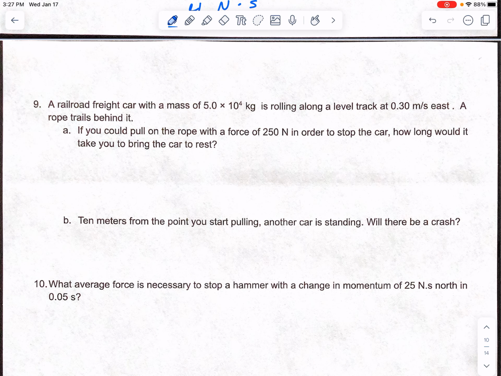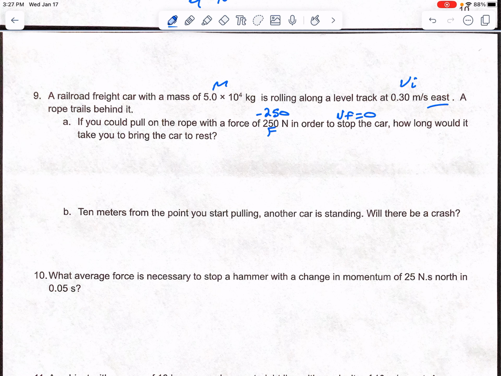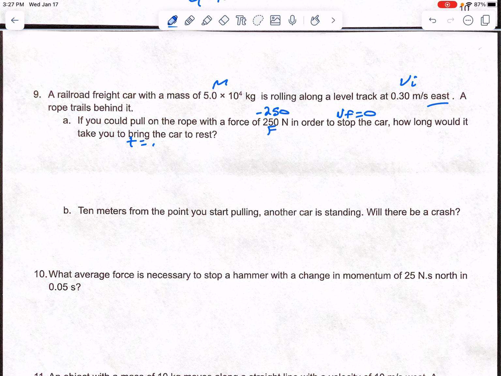Last page, a railroad freight car with a mass of 5 times 10 to the 4th kilograms. There's your mass. Is rolling along a level track at 0.30 meters per second east. So there's VI, and we're going to pay attention to direction. A rope trails behind it. If you pull on the rope with a force of 250 newtons, so you're actually trying to stop it, that means this is technically a negative 250 newtons. And that's your force. In order to stop the car, VF is going to be 0. How long would it take to bring the car to rest? So you're looking for time.